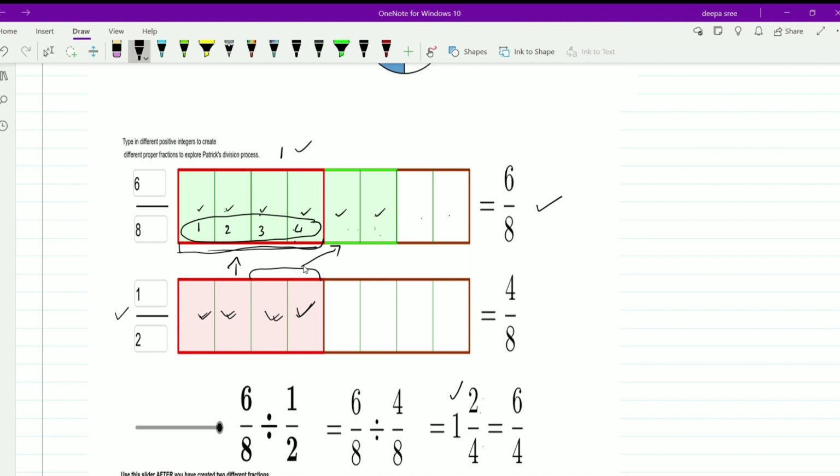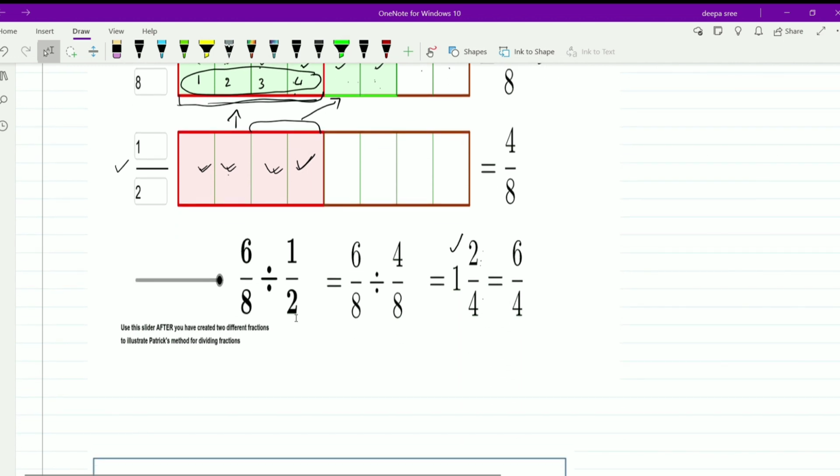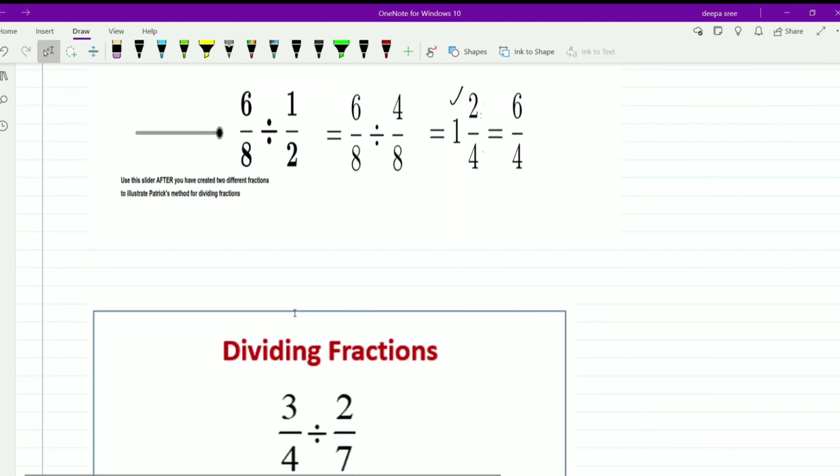So 2 parts are left out here. That 2 we can write, and out of how many? Out of 4. That 2 parts we are getting here. So 2 by 4. Therefore, 1 2 by 4 is the answer. That is a mixed fraction. We can convert it into improper fraction. 1 into 4, 4. 4 plus 2, 6. 6 by 4. So the answer is 6 by 4. 6 by 8 divided by 1 by 2 is 6 by 4. So this is the picture representation of division of fraction.